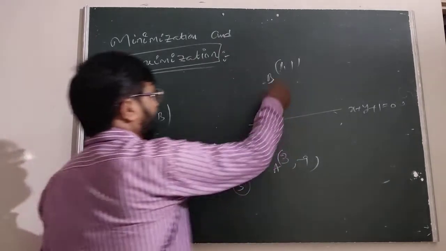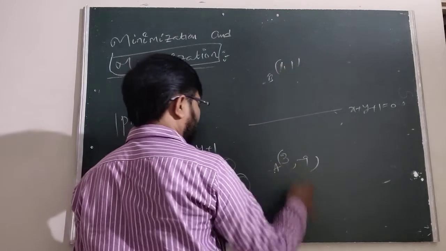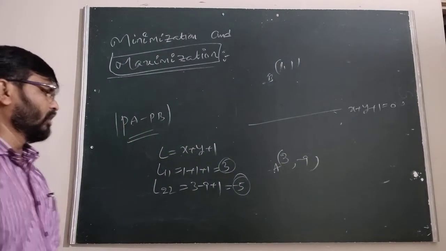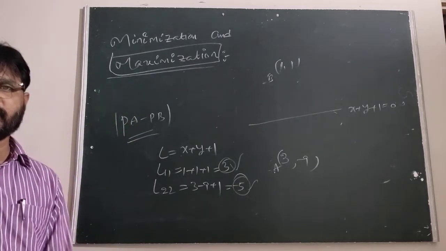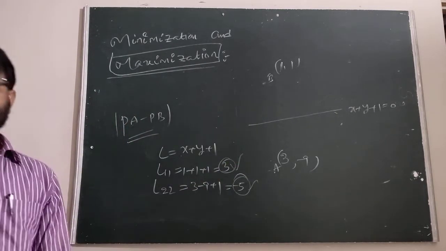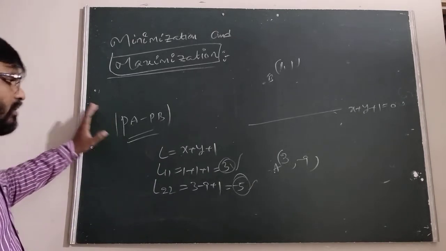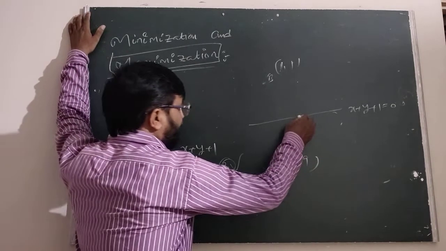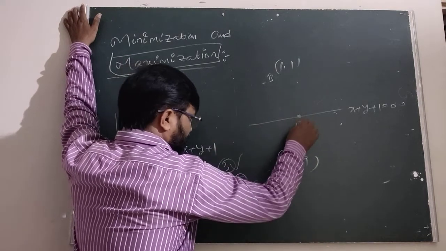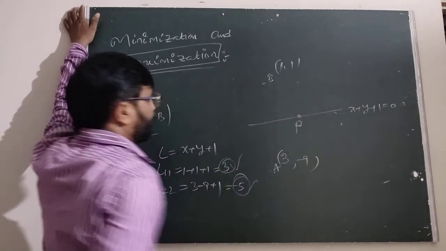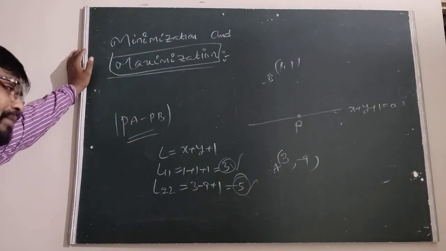Therefore, when they lie on either side, the point (1, 1) is here, the point is (3, minus 9). One of them is positive and the other negative. The points lie on either side of the line L equal to 0. In this case, how to find the maximum distance or the point P on the line? Suppose this is P. All of you listen here. Then we have to find the image.